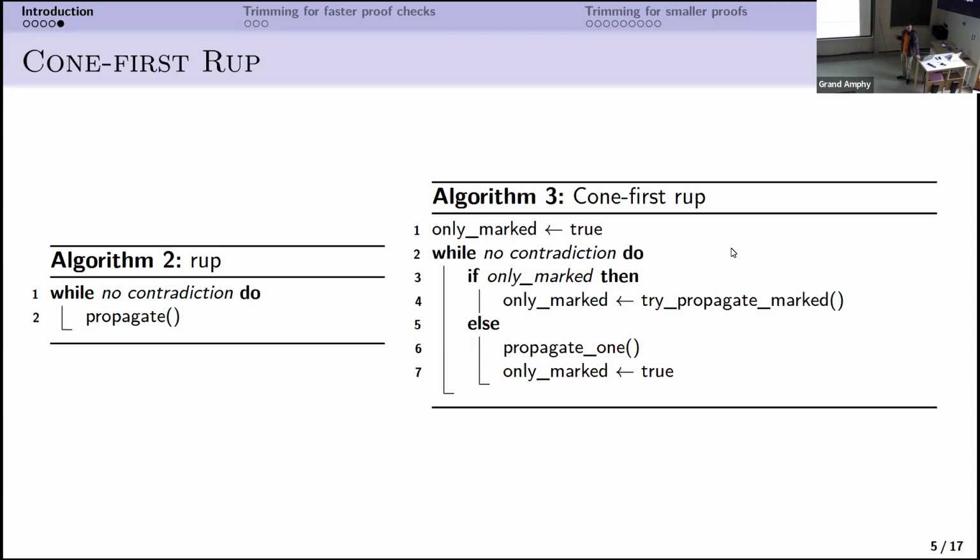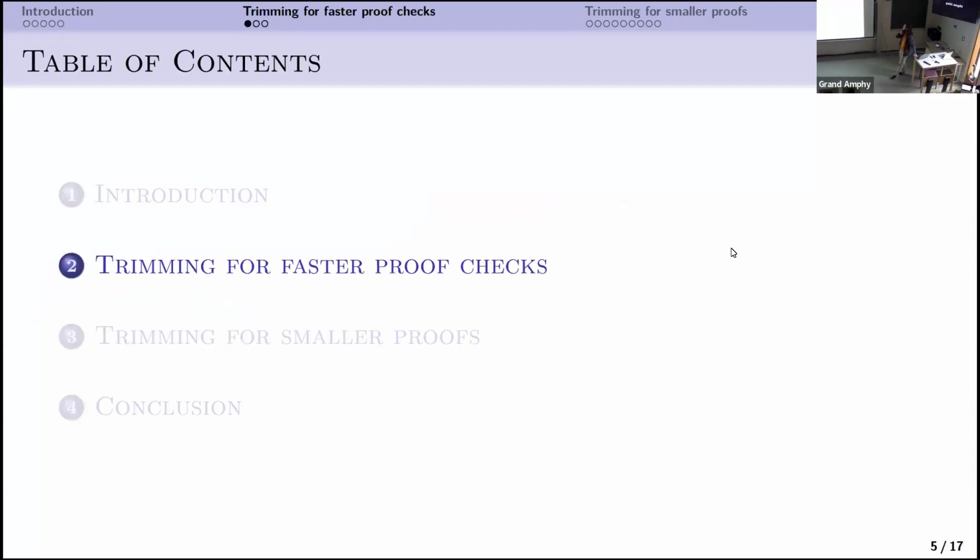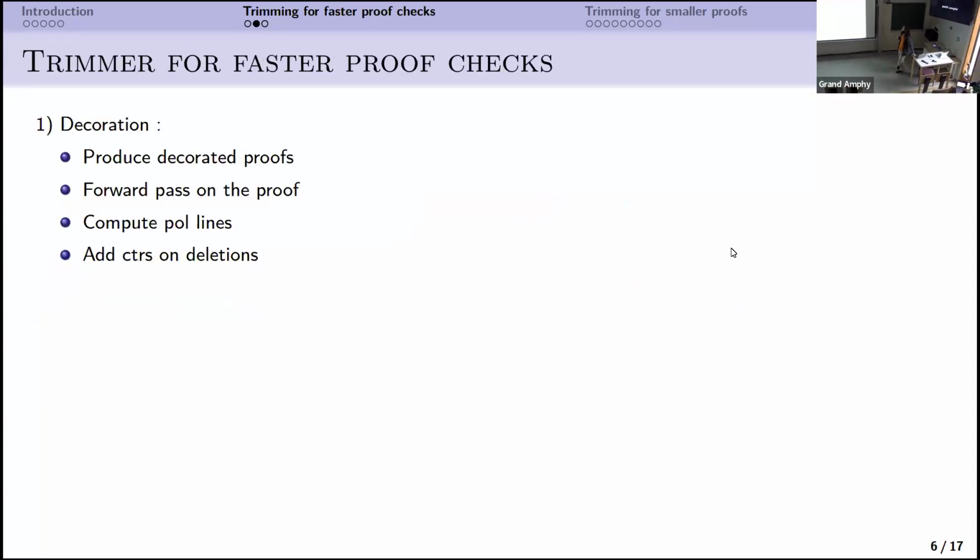So in this talk, I will present two tools that have quite different goals. The first one is trimming to have faster proof checks. I think I don't need to say why we want to check the proof faster. So the idea here is that we have three phases.